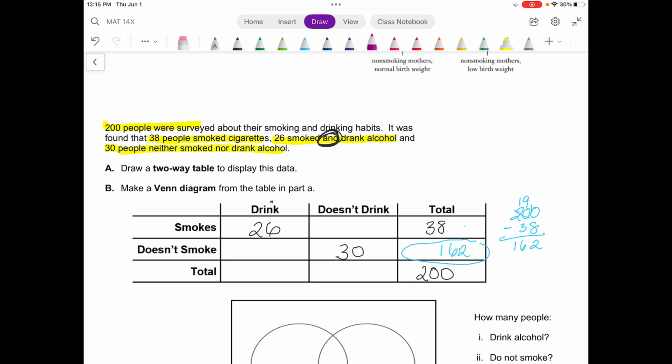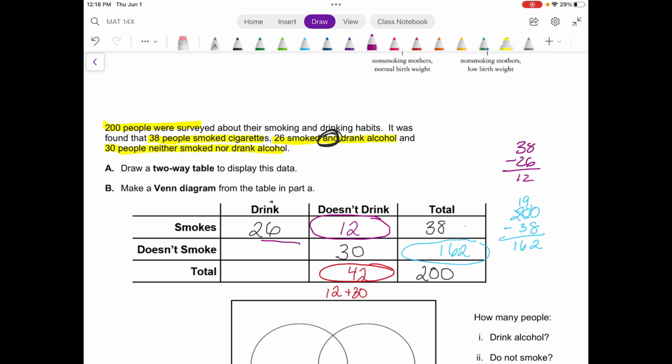And I'm going to keep filling in this way. So I've got this blank box here and then 26 and 38 filled in. So 26 plus however many don't drink should total 38. If I do 38 minus 26, I end up with 12. And then these two put together should add up to my total doesn't drink. So 12 plus 30 is 42. You can notice I'm just filling in the holes as I work my way across.